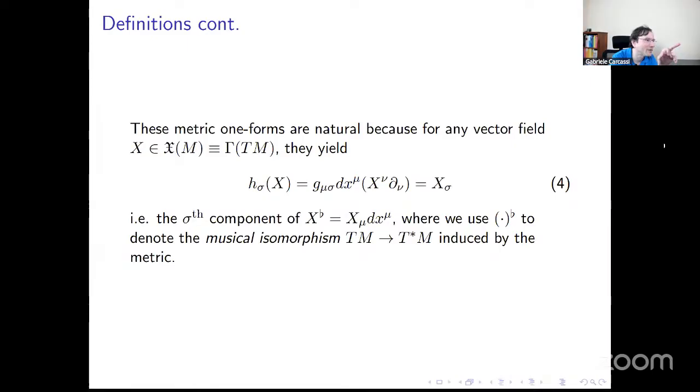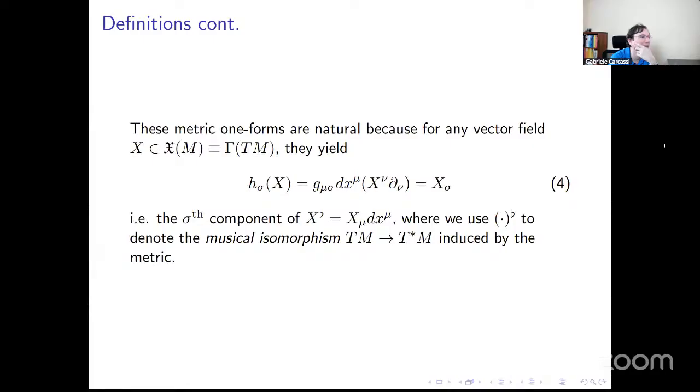Okay, so now I see what's going on in the middle of equation 4. The dx mu and partial nu will turn into a delta, change the new index to a mu, and then the metric will lower it down to sigma. The real thing is that I'm contracting X nu with g nu sigma. That's what we're doing. So I'm getting the sigma component of X.